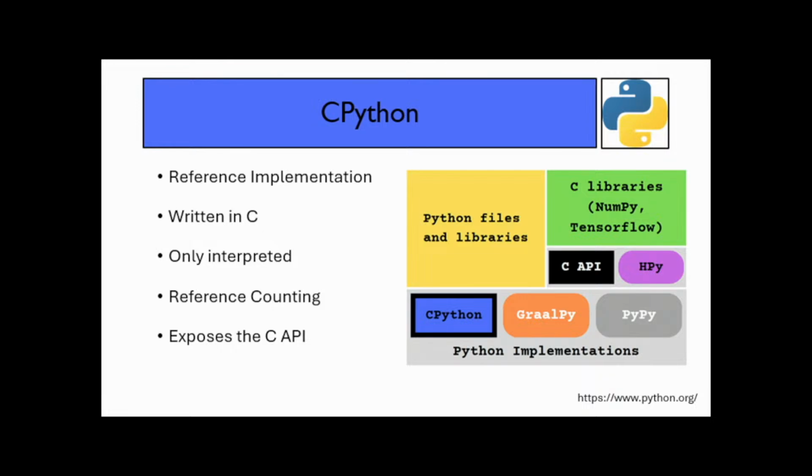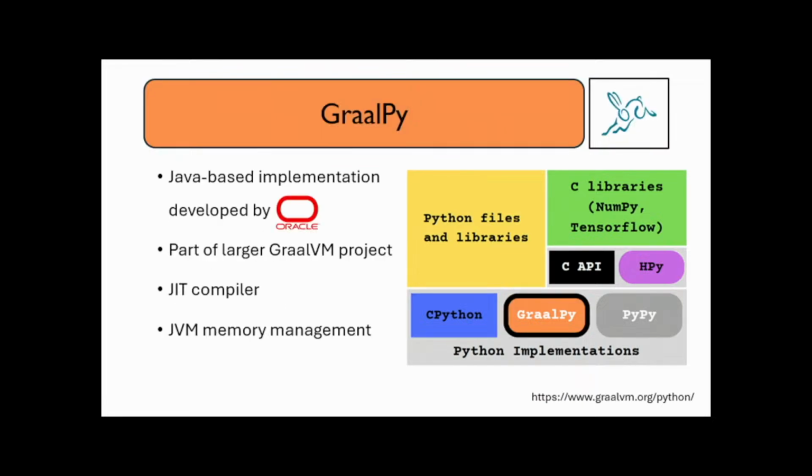CPython also exposes the C API, which is, as I said, the API used to bind C code to Python code. The C API comes from CPython, so it is quite closely tied to it, but we'll talk more about that later.